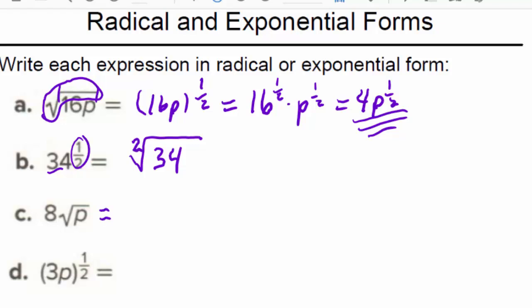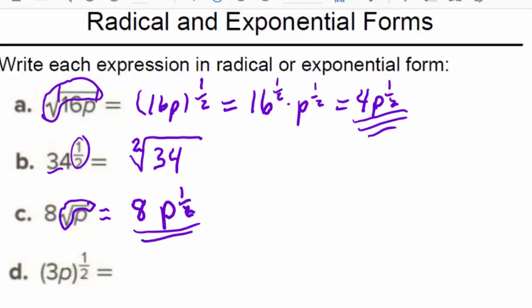This last one has a radical and a non-radical, so the 8 is just going to stay as an 8. The radical here only applies to the p, so I'm going to raise p to the 1/2 power, which is the equivalent of square root, and this ends up being our answer here.